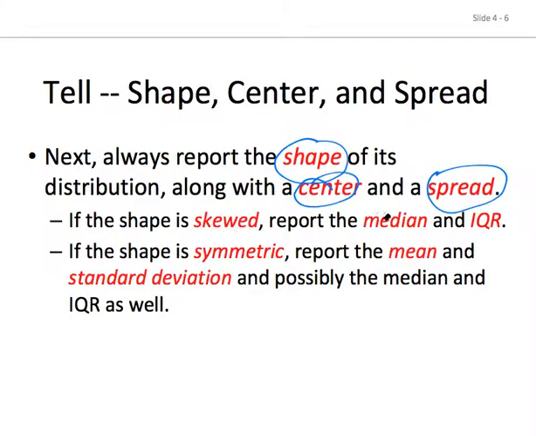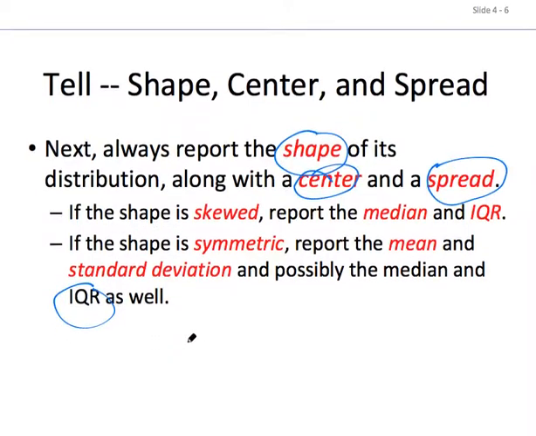If it's skewed, you're talking about the median and the IQR because the mean is no longer a good indication of where the center is. Okay, so skewed, you're talking about the median and the IQR. If it's symmetric, then you're talking about the mean and the standard deviation. And depending on the data, you might want to talk about the median. You might want to talk about the relationship between the mean and the median, and also what is happening with this 50% of data between the lower quarter and the upper quarter.